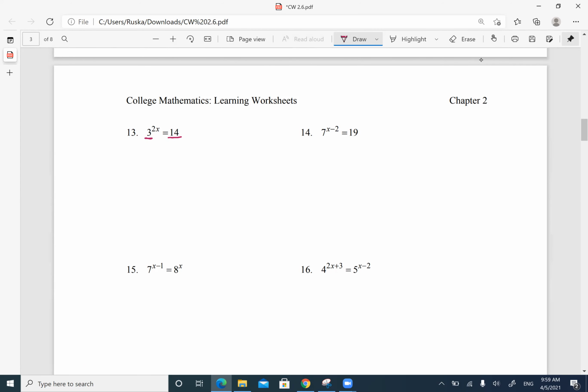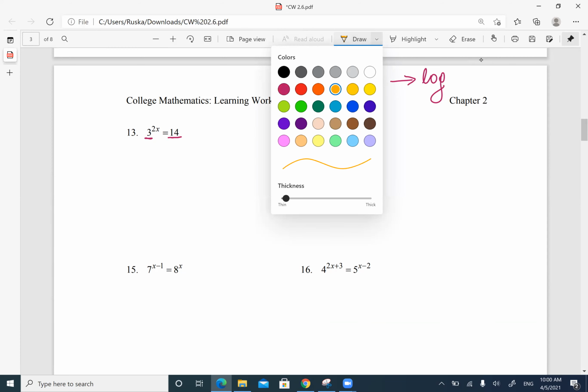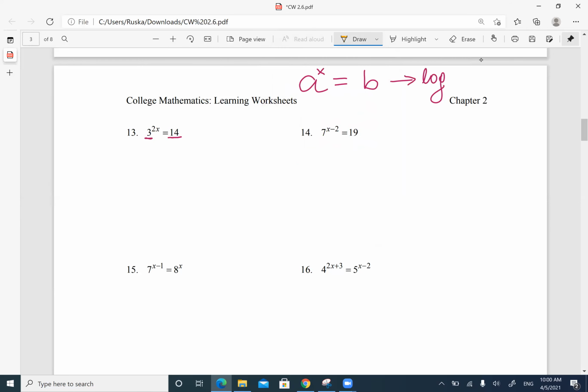So if you have a number with an exponent equals another number, so a and b and x or something there. If you have something like this, you change it to logarithm. So in order to solve it, you're going to change it to logarithm. So I'm going to write logarithm. Now, which one is the base here? Which letter is the base? A, X, or B? Which one is the base? A. Good job. So this is the base A.